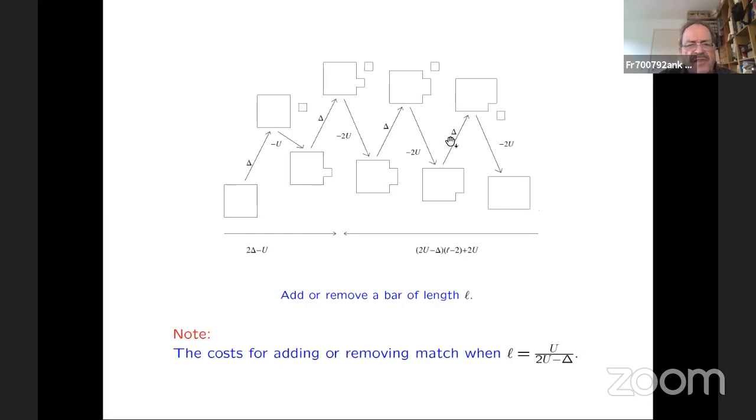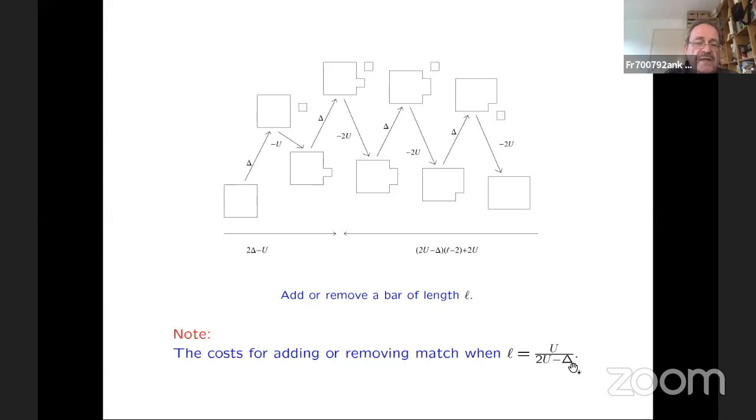If you look at this picture, the highest energy is this particular droplet here, and it is an energy 2 delta minus u higher than what I started out from. So this is the barrier that you have to overcome when you want to grow a bar. If I read this whole story backwards, and ask how much it costs to remove this bar, then all the arrows turn around. So there is a cost for growing a bar of length L, and there is a cost for removing a bar of L. And lo and behold, those two will become equal exactly when L is again U over 2U minus delta.